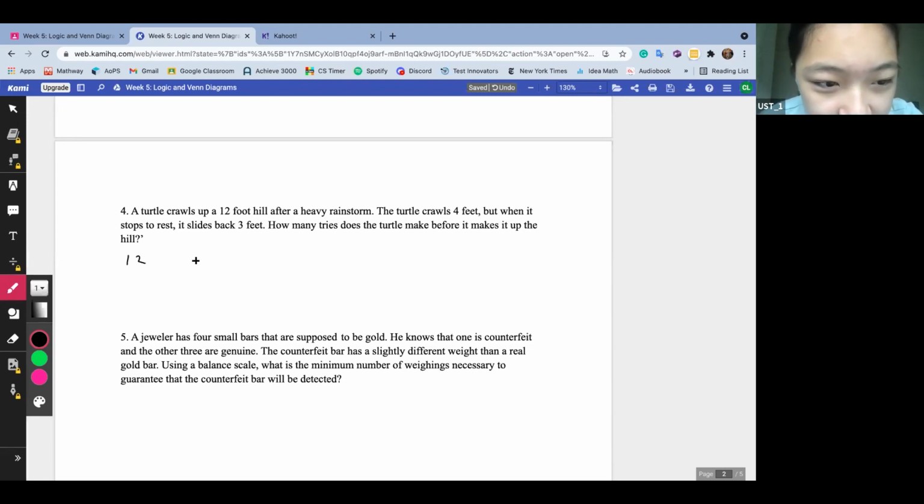So let's say, I said 12 minus 4 is 8. So let's say it takes 8 tries to get like here. Now on the 9th try, it will go up 4. So it would actually be at the top already. And once it gets to the top, it can't go down anymore. So it would go to the top and just be there instead of sliding back down. So it would actually only take 9 tries.